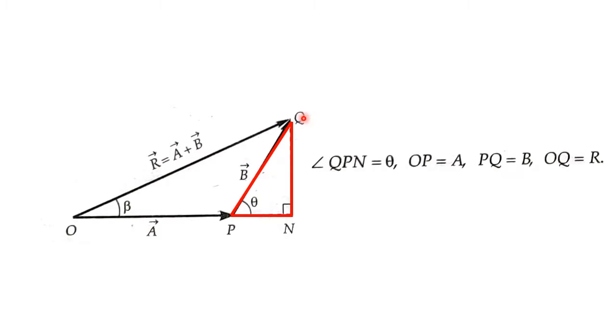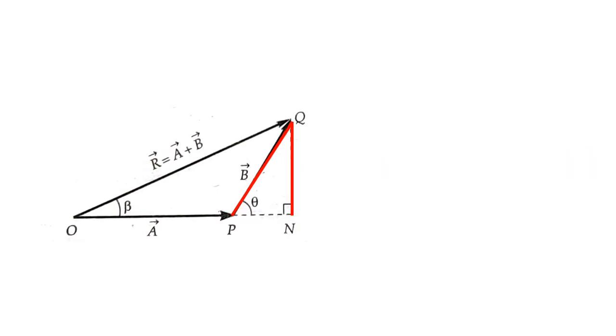Now, in this red triangle, your angle QPN equals theta. Your OP represents your vector A, so OP will represent the magnitude of the vector A. The magnitude, or the numerical value, of the vector A is A. Now, PQ represents your vector B, so the magnitude of the vector B will be B. So PQ will be the magnitude of the vector B. Similarly, OQ is the magnitude of the vector R. So I have written R.